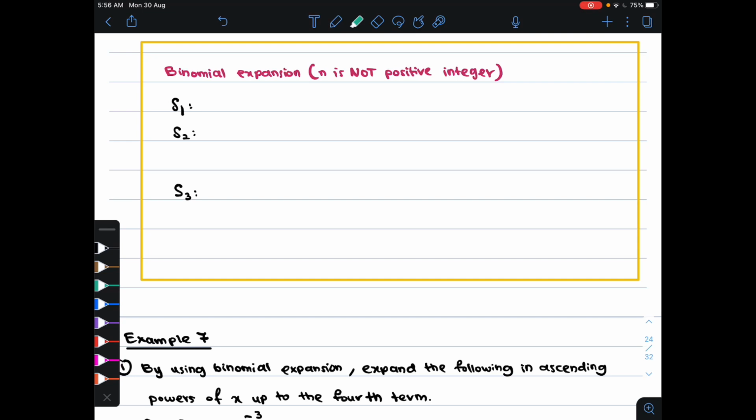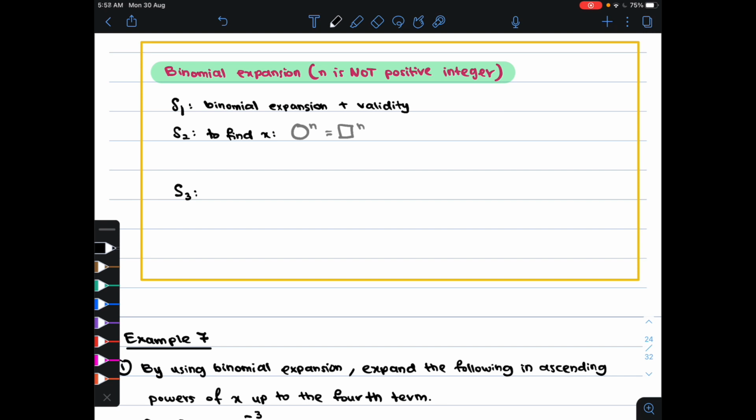For case 2, when n is not a positive integer, we have 3 steps. Step 1 is the binomial expansion including your validity. Step 2 is to find the value of x. In this step, try to get something to the power of n equal to something to the power of n. Therefore, by comparison, this part here should equal to this part.